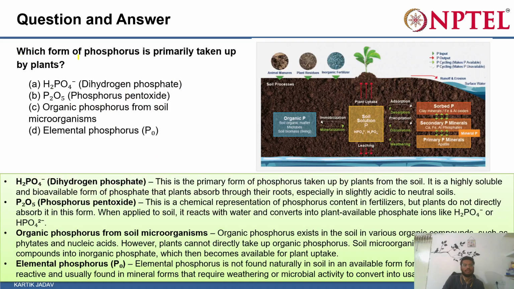Next, which form of phosphorus is primarily taken up by plants? We know that dihydrogen phosphate is the common inorganic form that is generally taken up by plants. So correct answer is option A.